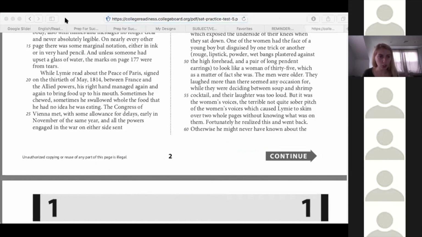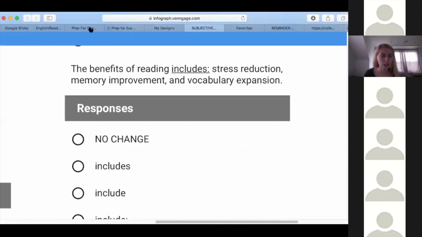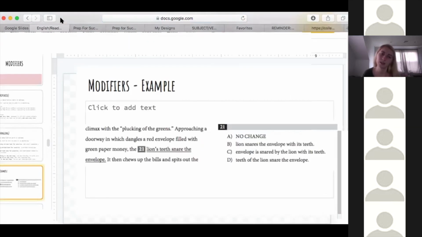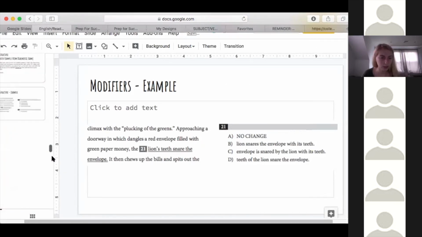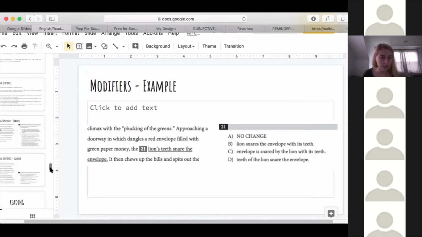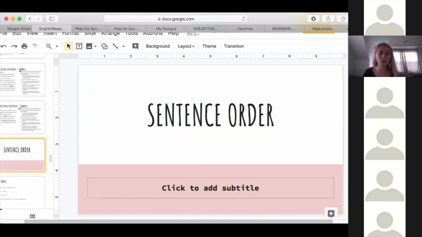All right, so just to wrap up, since we have about 10 more minutes left, I want to touch on a couple of last things. All right, so let's go ahead. And like I said, we're skipping around a little bit. So I want to go to the sentence order section.